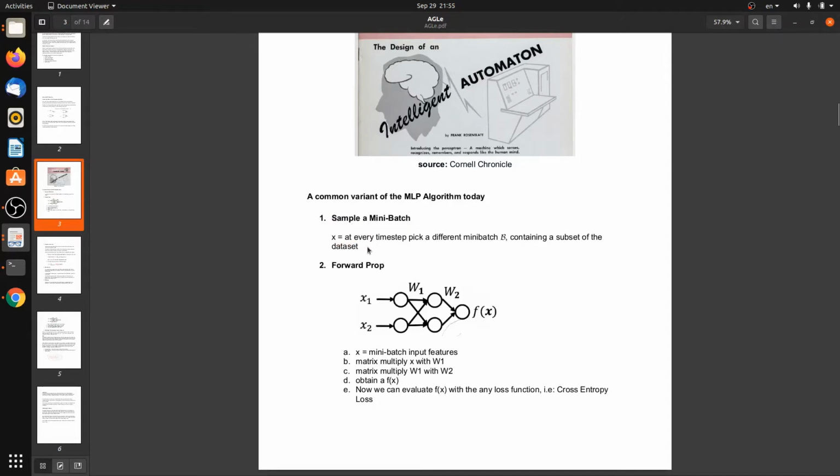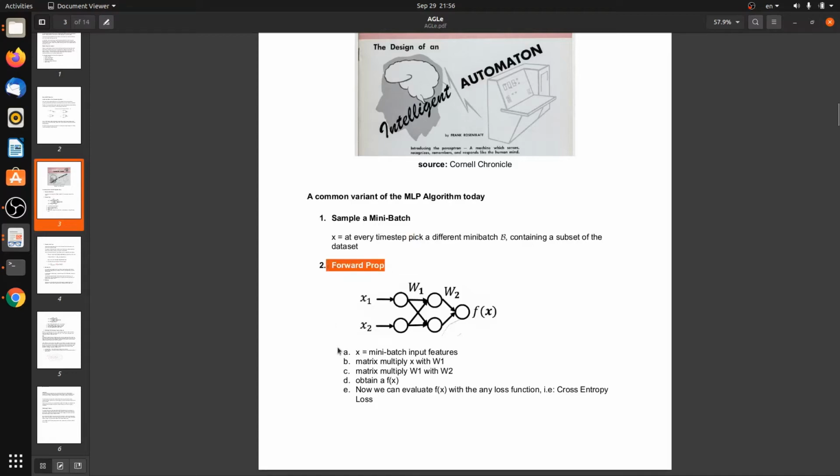So we set the size of our mini batches, and that's what we're going to be using throughout, in our forward pass and our back prop and so on. Note that we're going to select a different batch at each step.